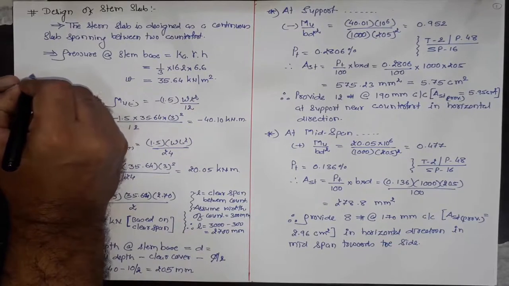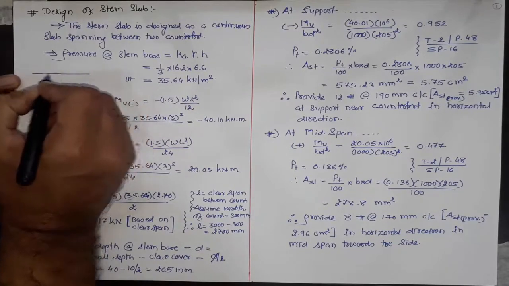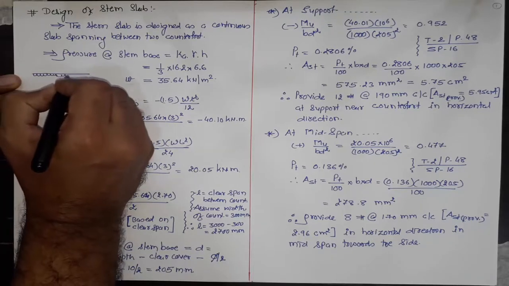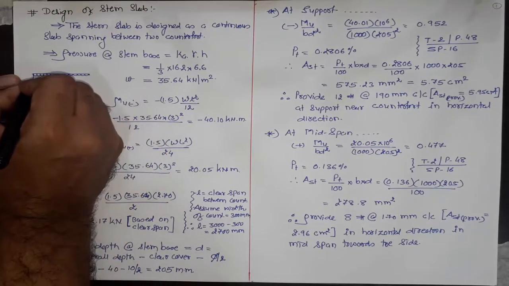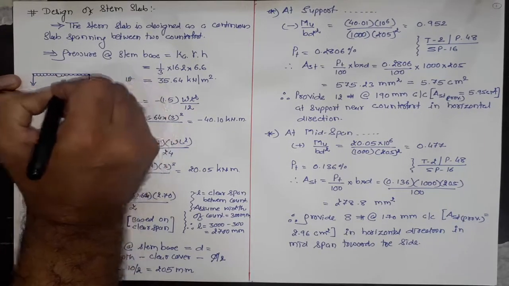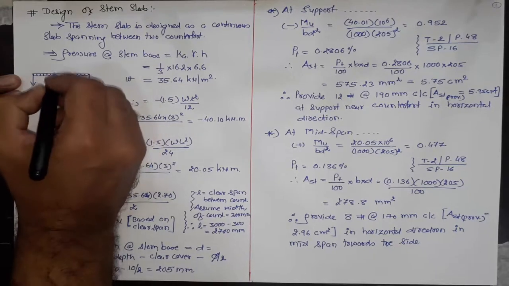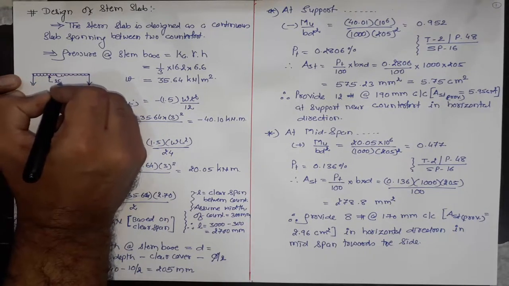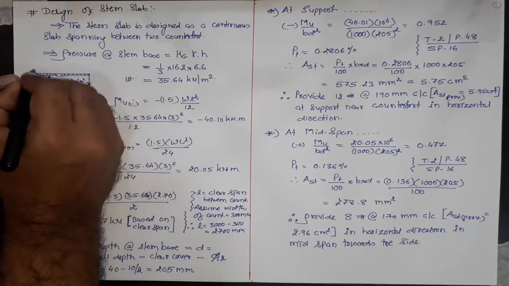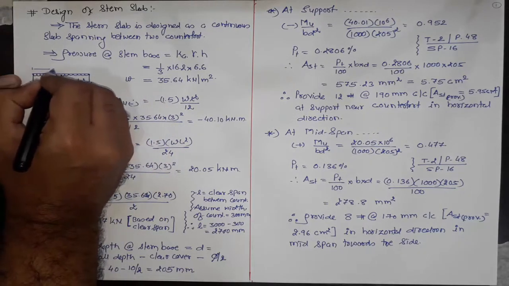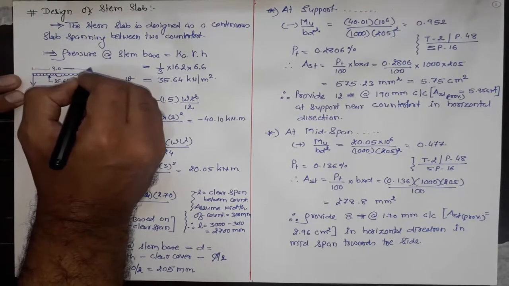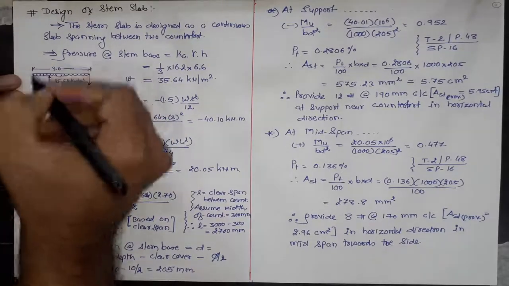this 35.64 is acting like this. This is our counterfort force. This is an UDL of 35.64 kilonewton per meter square, and the distance between counterfort to counterfort is 3.0 meter. This is the distance between center to center of counterfort.